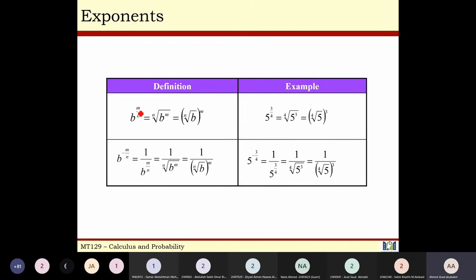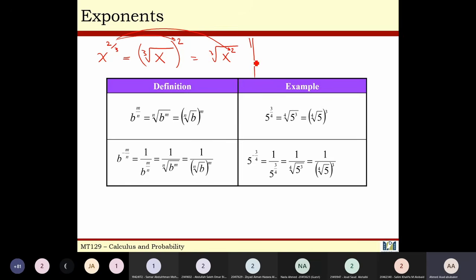Now if we have numerator m and denominator n, for example, x to the power 2 over 3, this also means radical for x. The denominator 3 is the index of the radical, and we put the square for the whole radical, or we can put the square for the x inside the root.